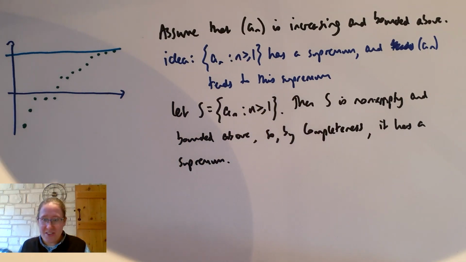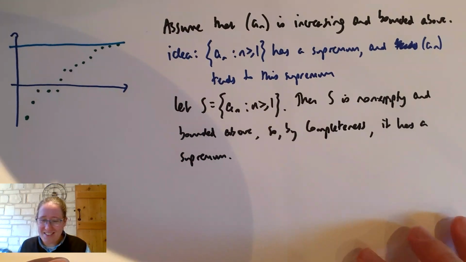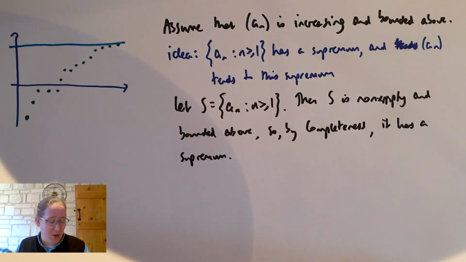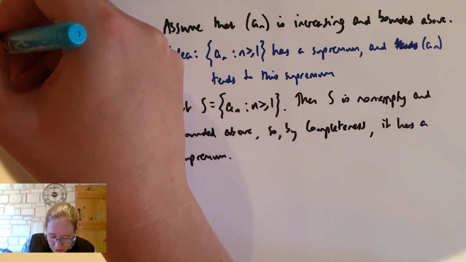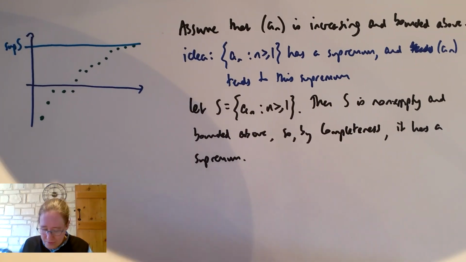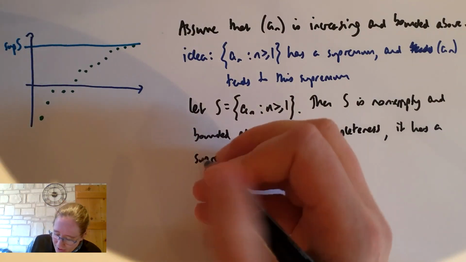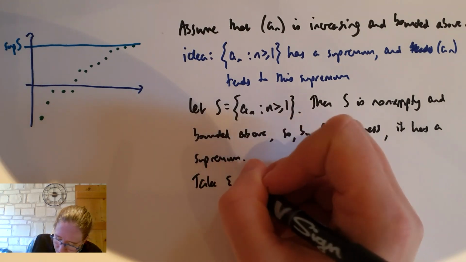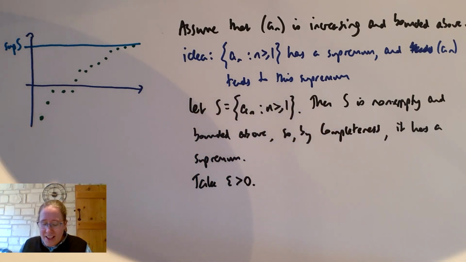And now we want to show that this supremum is the limit, that the sequence converges to this. So how are we going to do this? Well, I drew on an upper bound on this unofficial picture earlier on, but let's say this upper bound was at sup S, the supremum. We want to show that by going far enough down the sequence, we can guarantee that we are within epsilon of sup S for some fixed epsilon. Let's fix an epsilon now. Take epsilon greater than 0. There we go.